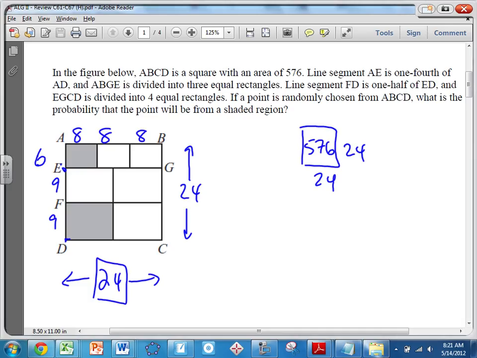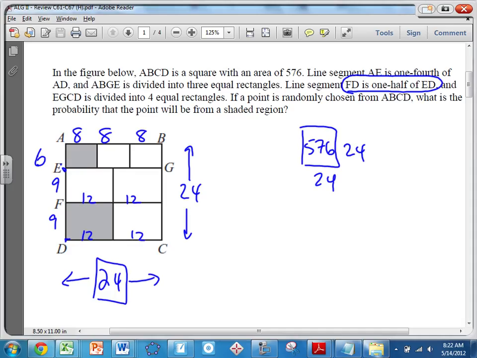Why is this 9 and 9? Because it says that line segment FD is 1/2 of ED. And ED, what was left was 18. 1/2 of 18 gives us the 9 there. And EGCD is divided into 4 equal rectangles. So what must these be? Good. 12, 12, 12, and 12.